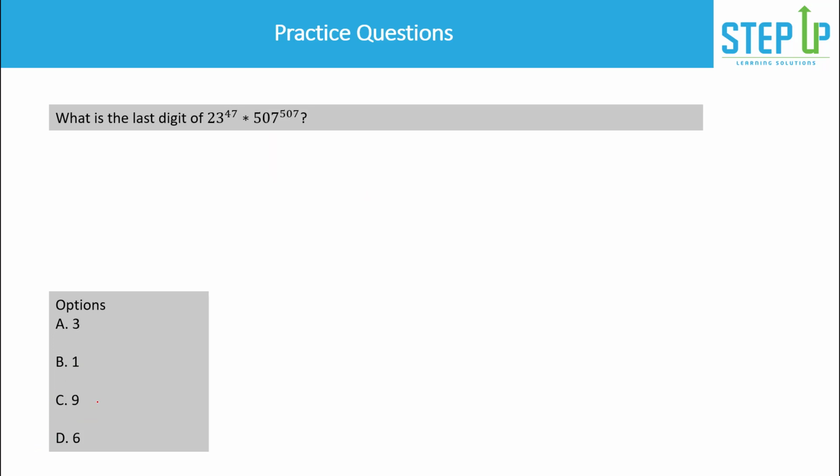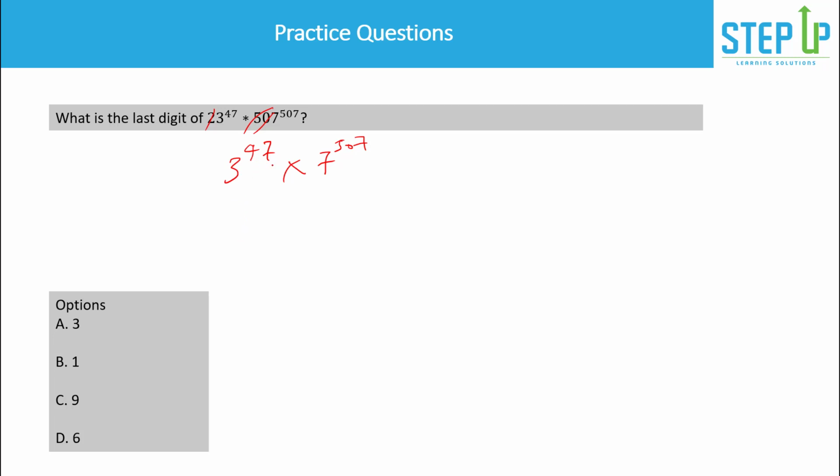Okay, now let's look at this problem. It says 23 to the power 47 into 507 to the power 507. Like I said, this 2 doesn't matter in the last digit. This 50 doesn't matter in the last digit. All that matters is 3 to the power 47 into 7 to the power 507. Now 3, we know the cyclicity of 3 is 4, right? We have seen already.